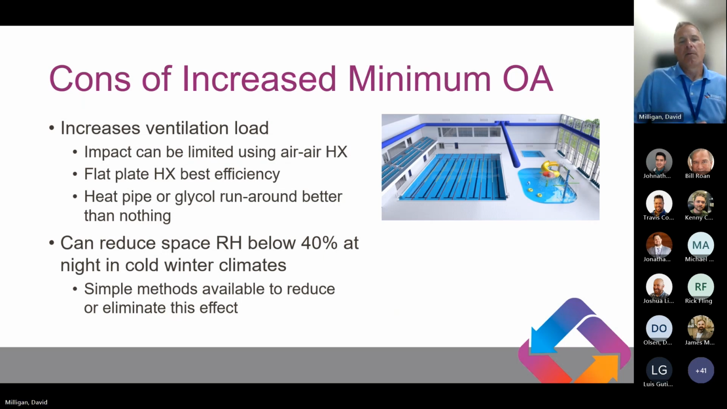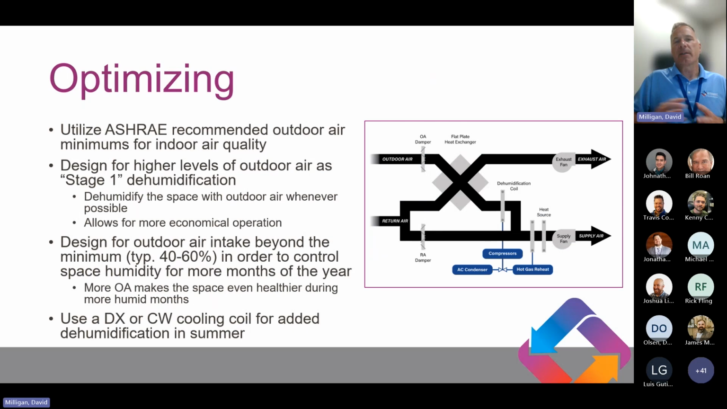So one of the other items that we take a look at is, okay, we're at 25% minimum, but is there a benefit for increasing the amount of outdoor air? And what we see is as we increase that amount of outdoor air from maybe 25% up to, we'll say, 50% outdoor air, we see that outdoor air helping to dehumidify that pool space for about 2 to 3 months longer. So we don't have to run compressors that much more. So that really helps with that operating cost.